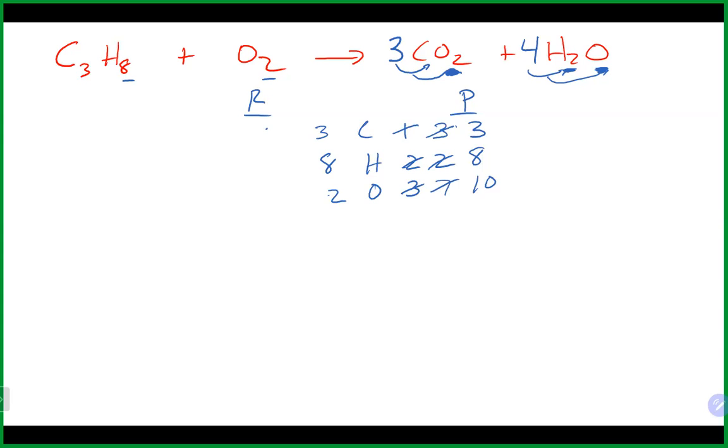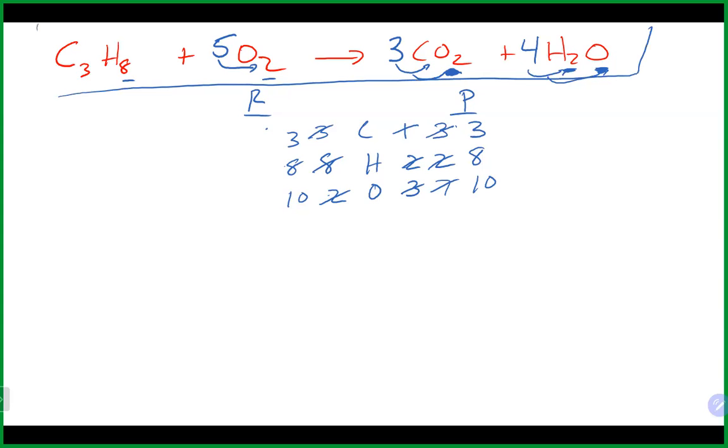At this point, it should be really simple to fix. We definitely don't want to touch anything on the right-hand side, right? Because we'll just undo what we just did. We could go to the left-hand side, and to get 10 oxygens, I should put a 5 in front of O2, right? 5 times 2 is 10, right? So that will give me my 10 oxygens. We still have my 8 hydrogens and my 3 carbons, and this would be the properly balanced equation there.